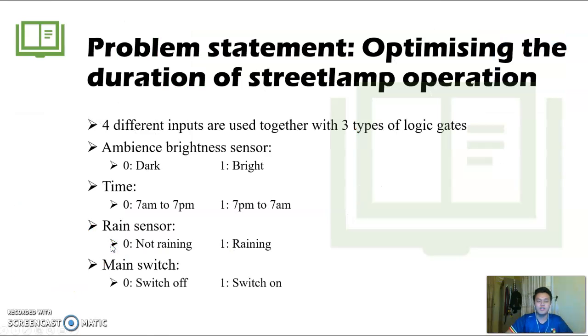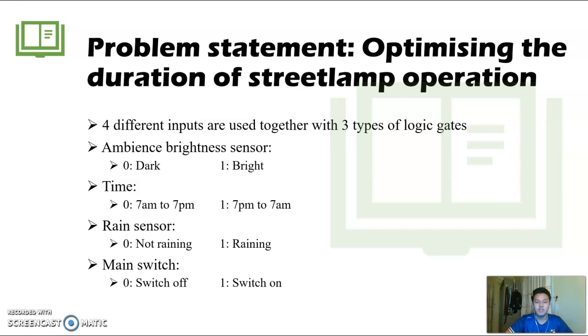So first of all, let's start with the problem statement. My problem statement is regarding how to optimize the duration of street lamp operation. So why did I choose this problem? As we all know, most street lamps in our country operate based on a time frame, where they turn on at night and turn off during the day. So here I would like to make a few amendments and improvements.